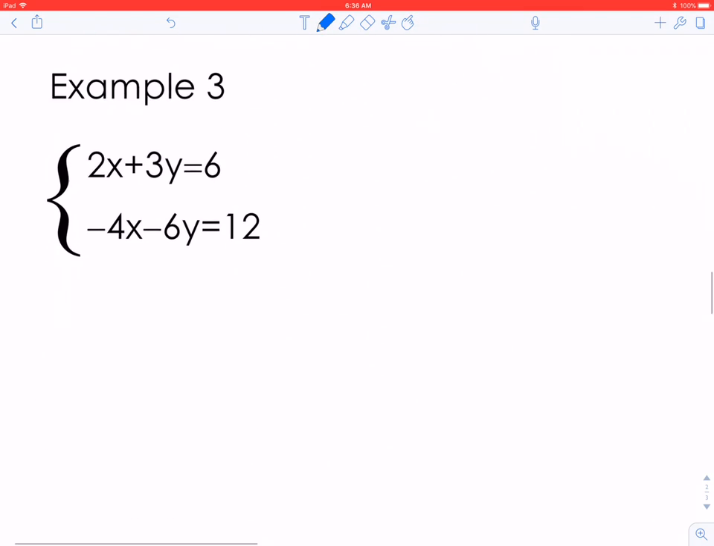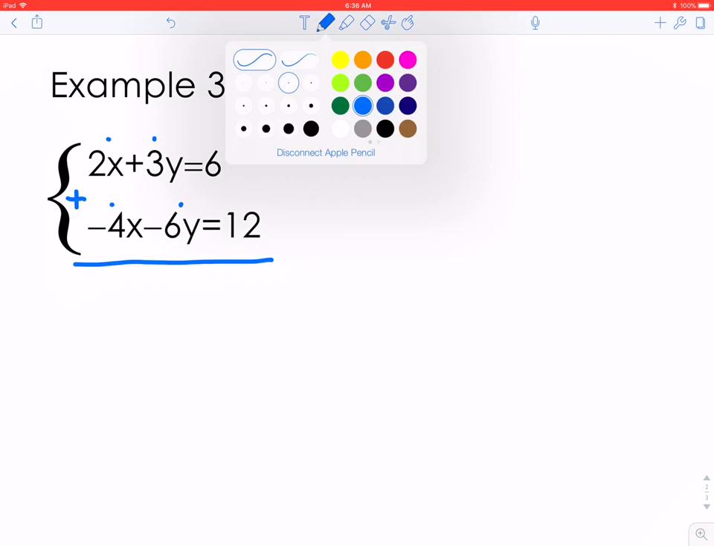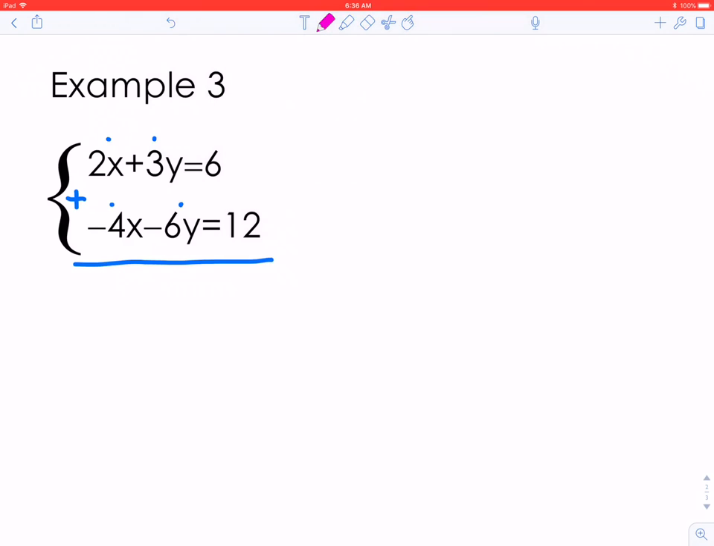Example 3. 2x plus 3y equals 6. Negative 4x minus 6y equals 12. Again, when we go to add, we'll notice that neither of our variables eliminate. We have a total of negative 2x and a total of negative 3y. And so that's not going to work for us. We need to come up with something that will eliminate. If only this 2x were a 4x instead, then it would be the opposite of my negative 4x, and when I add, it would eliminate.